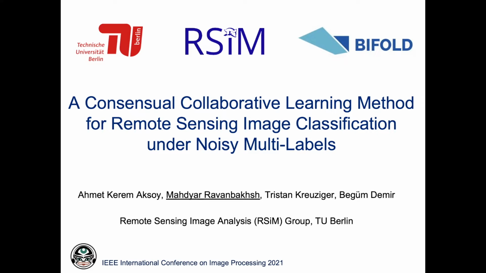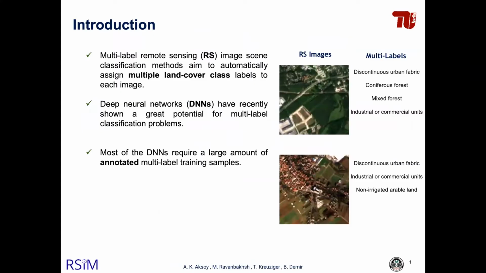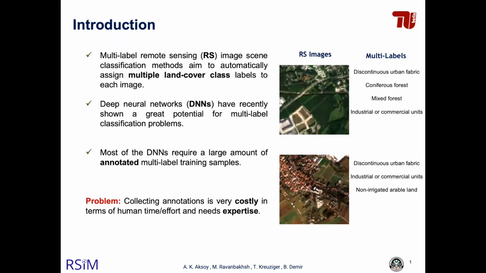Multi-label remote sensing image scene classification methods aim to automatically assign multiple land cover class labels to each remote sensing image in a given archive. Methods based on deep neural networks have shown strong performance gain in remote sensing multi-label scene classification. Most deep models require a large number of reliable training images annotated by multiple land cover class labels. However, collecting such data is time-consuming, costly, and needs expertise.